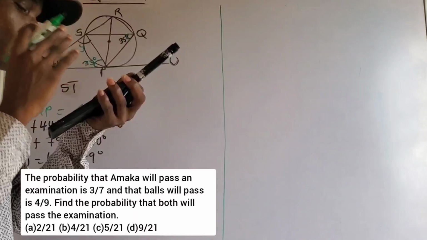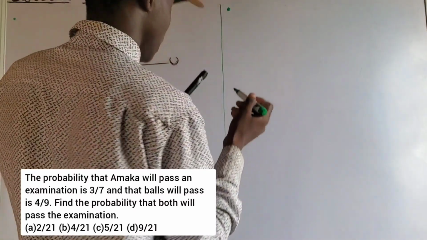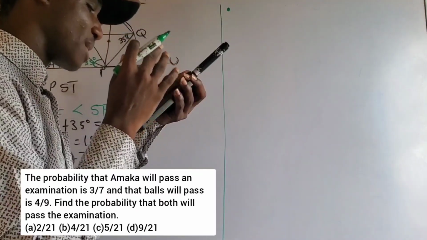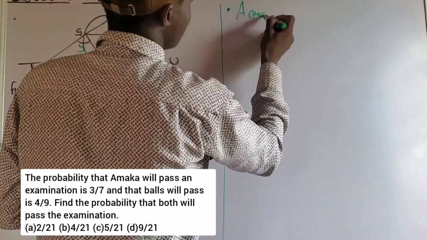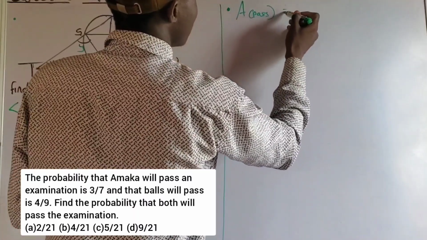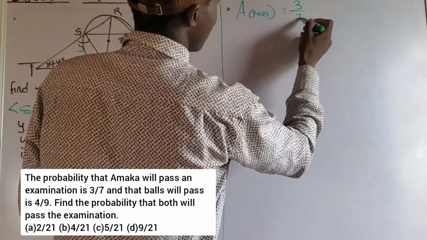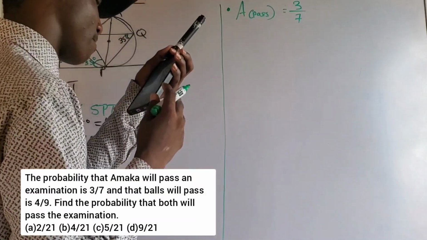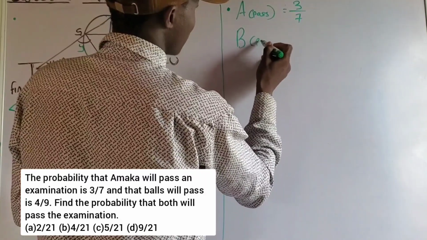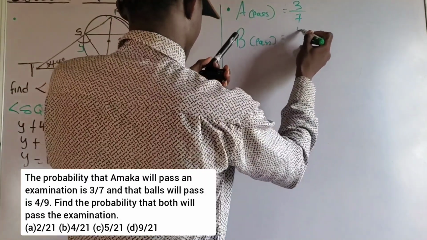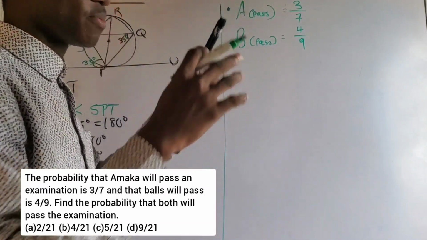Find the probability that both will pass the examination. Okay, now please listen to the question. The probability that Amaka will pass an examination is 3/7. So the probability that Amaka passes the exam is 3/7. Then the probability that Bala will pass the exam is 4/9. Now, what is the probability that both of them will pass the examination?